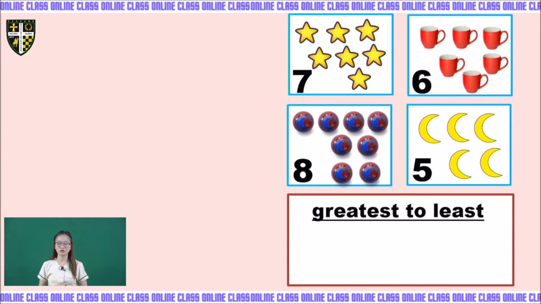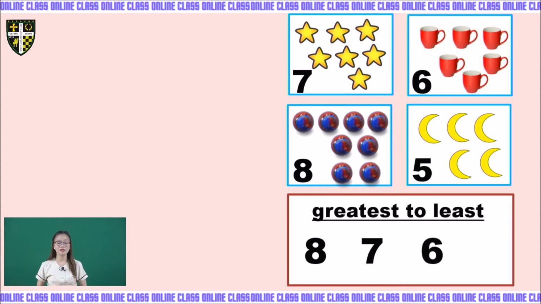Okay, so the highest value of objects is the number 8, which is the marbles. Next, what comes next? First, 7. So 8, 7. So 7 stars.